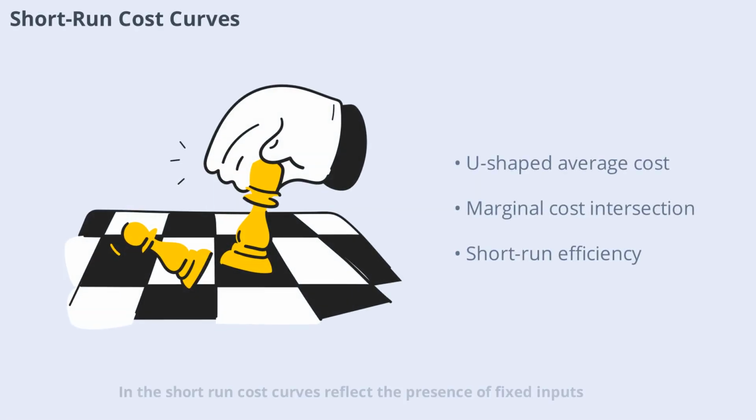In the short run, cost curves reflect the presence of fixed inputs. The average total cost curve is typically U-shaped, showing that costs decrease at first due to spreading fixed costs, then increase as variable costs rise. The marginal cost curve intersects the average total cost curve at its lowest point, indicating the most efficient level of production in the short run.